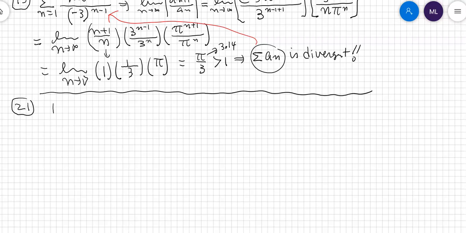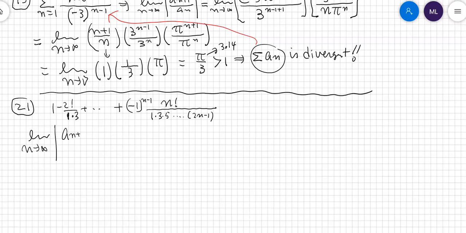Okay, so 1 minus 2 factorial, 1 times 3 plus and so on. At the end, negative 1 and minus 1, and then n factorial over 1, 3, 5, and so on up to 2n minus 1. Okay. So now, what is this case? The limit as n goes to infinity of a_(n+1) over a_n. In this case, it is the limit as n goes to infinity.